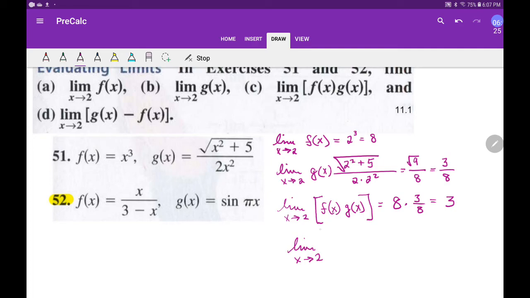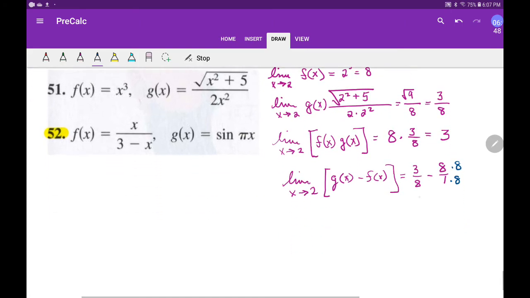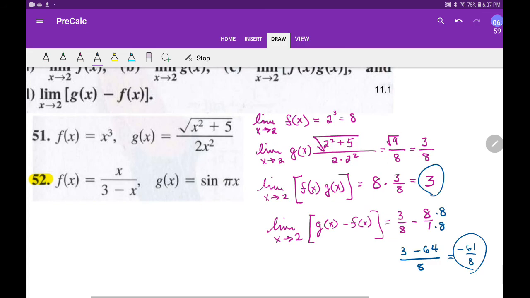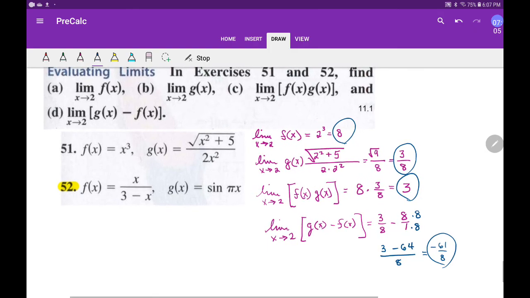The limit as x approaches 2 of g of x minus f of x. So what's the limit of g of x? Well, it's 3 over 8. And I am subtracting 8 over 1, let's say. So I'm going to get a common denominator, I suppose. And I will say, well, this is a little tedious, I guess, but it's not too bad. Minus 64 over 8. So that's negative 61 over 8. Okay? So these are my answers. I think you'll agree they're not too bad. I hope you'll agree.